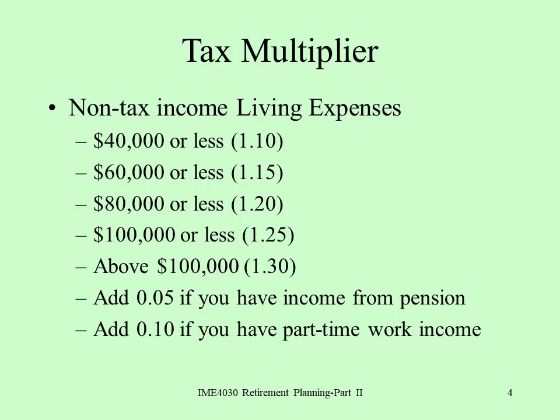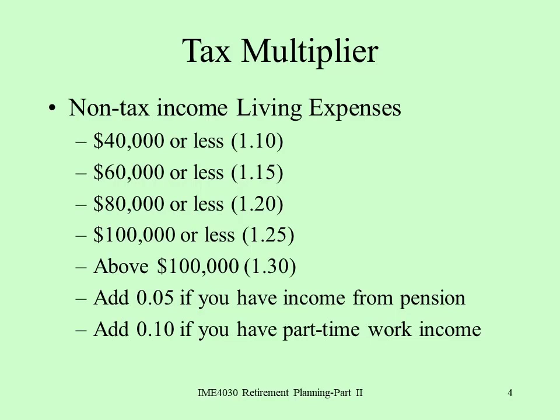If you come up with a retirement income need of $40,000 or less, then we're going to multiply by a tax multiplier of 1.1. And you can see that for these different stages, we're going to have different tax multipliers. Above $100,000, we're going to use a tax multiplier of 1.3. The effect of getting some of your retirement income from a pension will increase that, or if you're working part-time, so we're going to add either 0.05 or 0.10 to those factors depending on whether or not you're getting your income from a pension or from part-time work. And so we're taking taxes into account on a very elementary level.